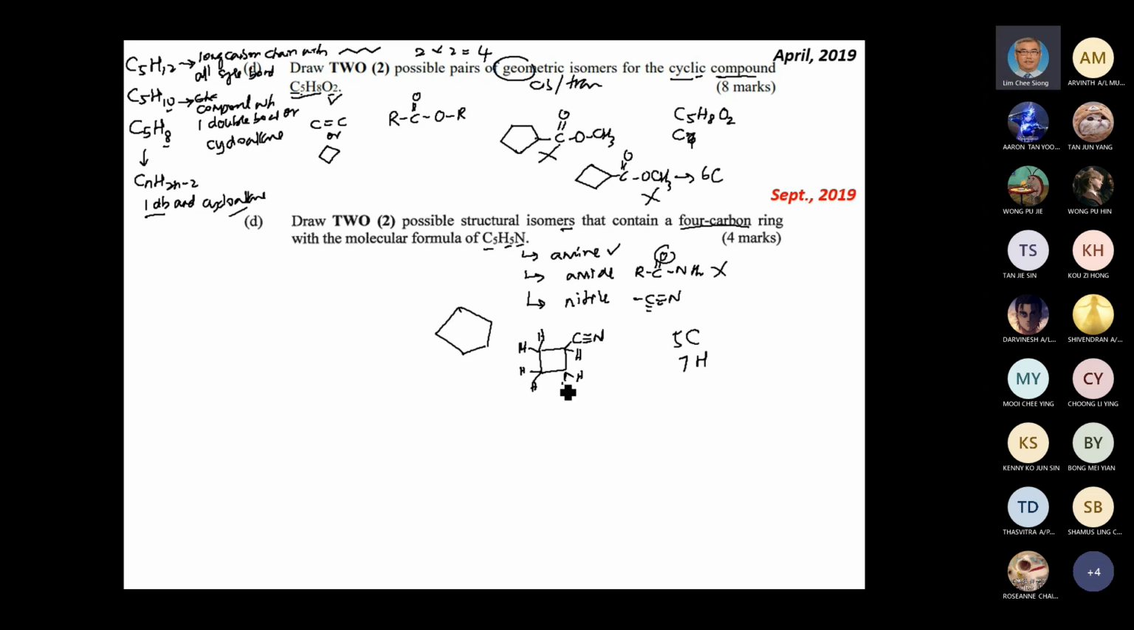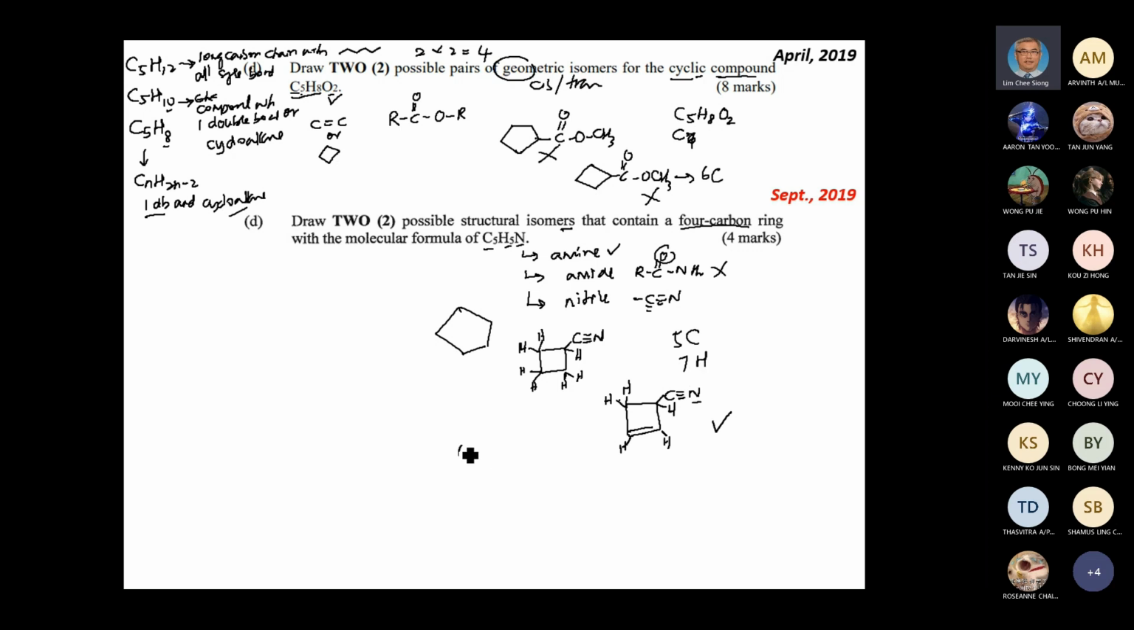Quickly I put the double bond into it. Now count the number. Is it 1, 2, 3, 4, 5? Yes. 5 carbon, 5 hydrogen with 1 N. Yes, this is one of the answers. Can? Okay.